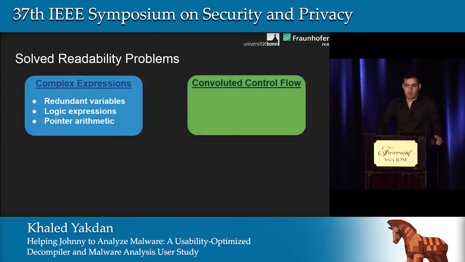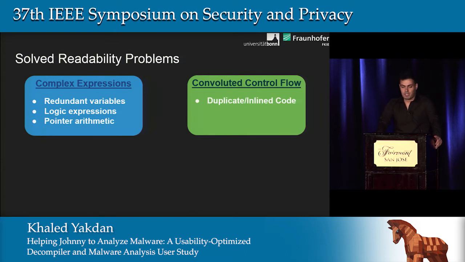The second problem was the convoluted control flow. In general, the readability of a program depends on the simplicity of its control structure. And we found several problems related to that in the decompiled code.